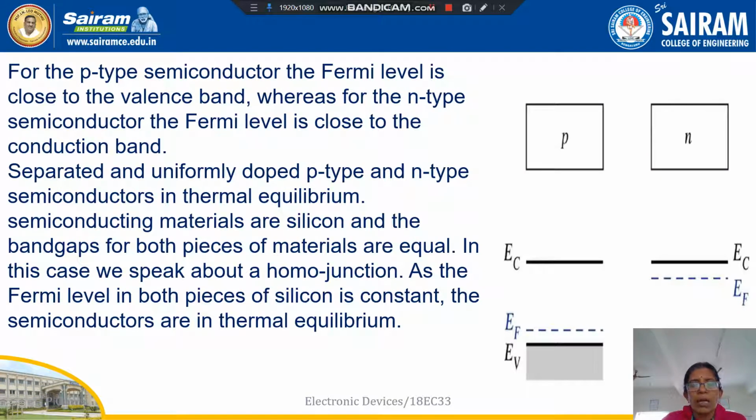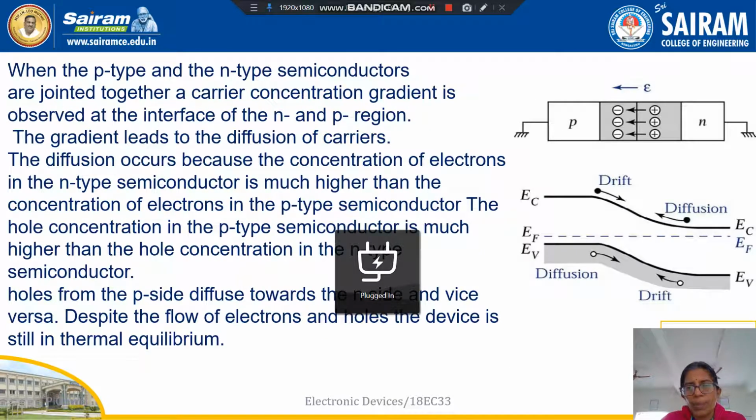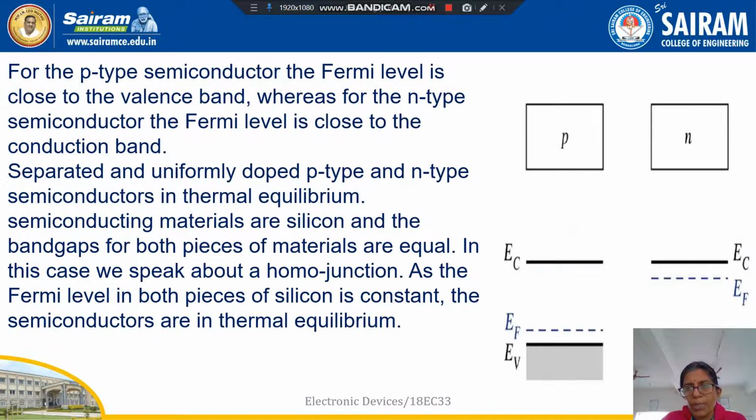When I take a P region, in the previous class we have understood what is meant by a Fermi level. A Fermi level gives the average occupancy of the energy states of the electron in a system. For example, if I take a P-type semiconductor material, the Fermi level will be near the valence band, and if I take an N-type material, the Fermi level will be near the conduction band.